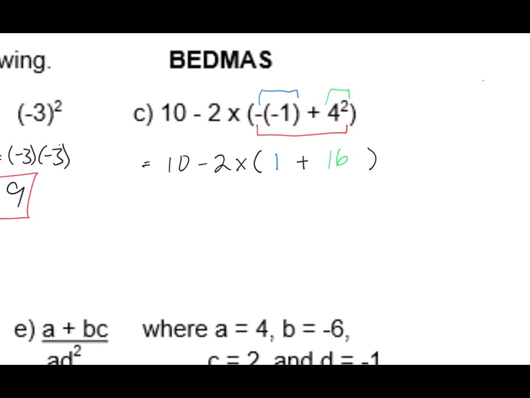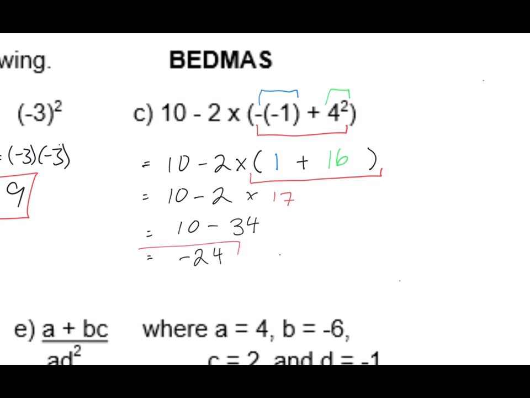So now, let's simplify. 10 minus 2. You'll notice that this complex needs to be simplified, so this ends up being times 17, which is equal to 10 minus 34, which is negative 24 for your final answer. All right. On to the last two problems.